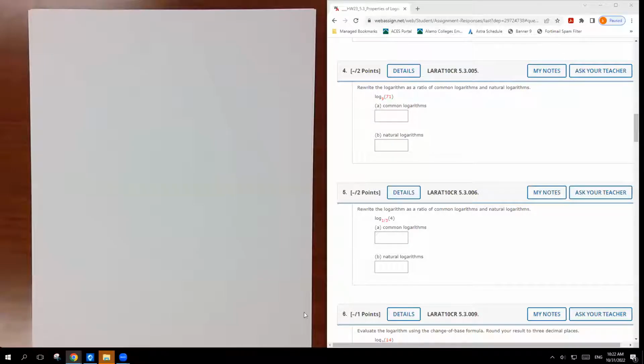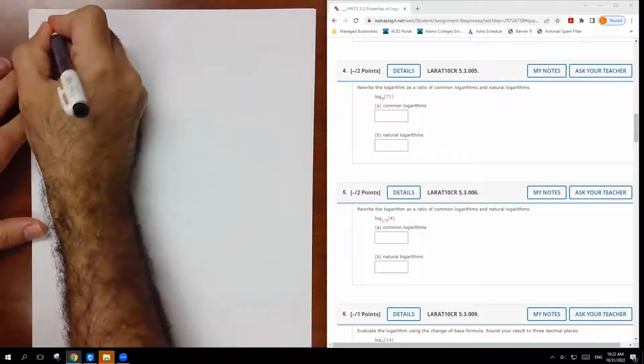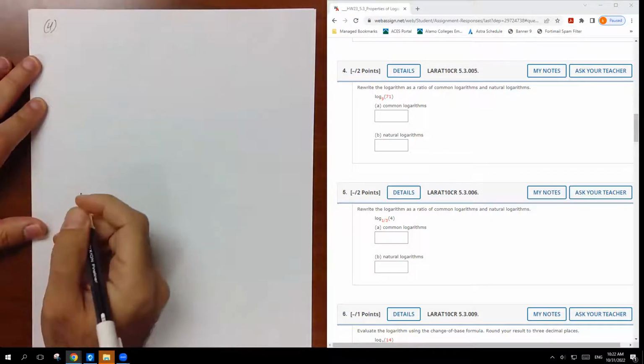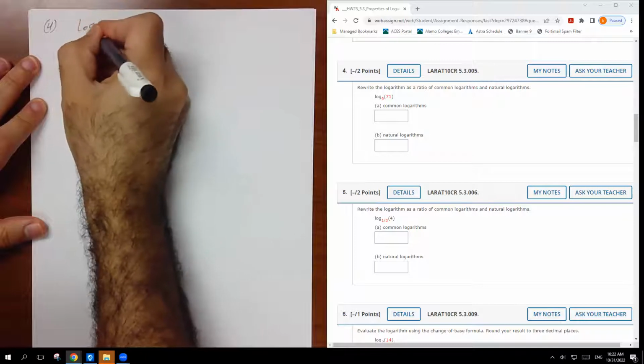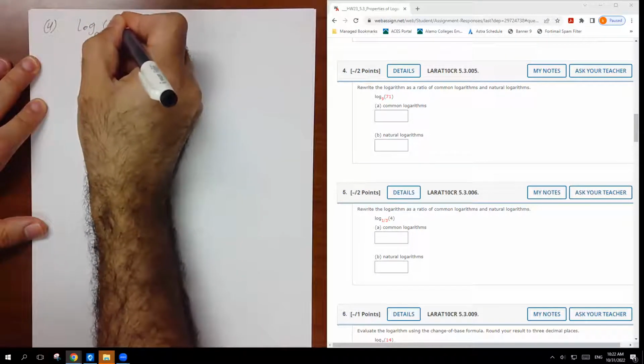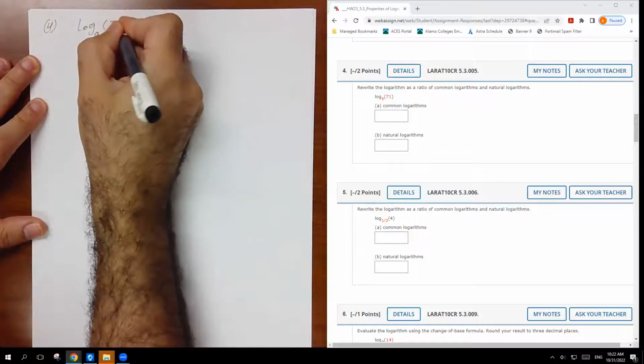So let's start with example 4. We're going to rewrite the logarithm as a ratio of common logarithms and natural logarithms. That means we're going to use the change of base. So for example 4, we're going to write it as a ratio. So we have log base 9 of 71.